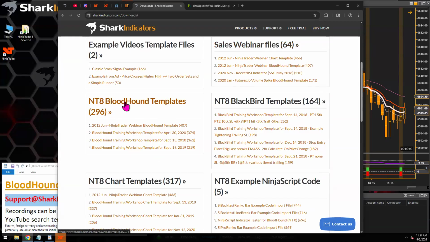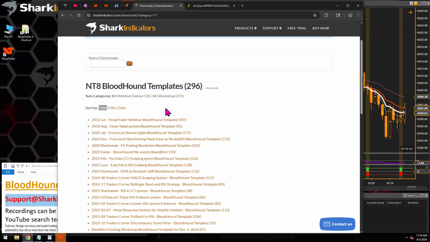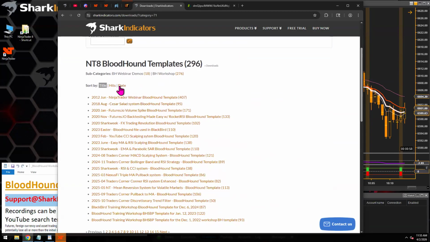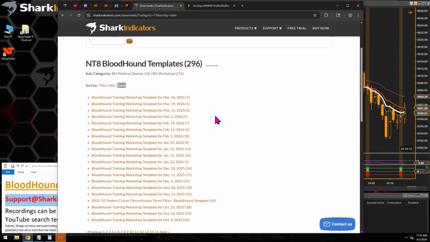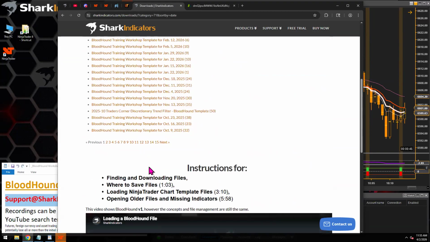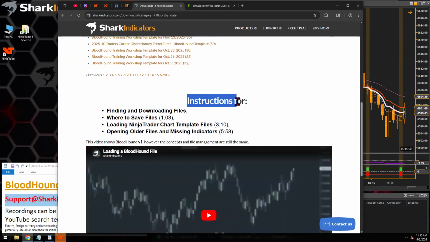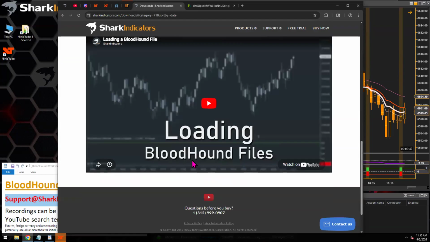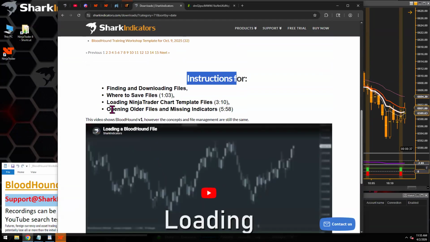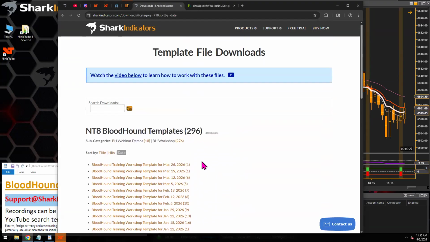But what you're interested in is the Bloodhound templates here. Yeah, so you can just go in there, and then you'll want to sort by date here. So if you click on date, there you go. So the newest ones are listed first there, right? And the older ones are there. And here's instructions for downloading, right? Downloading, and more importantly, where do you save that file? Yeah, so there's instructions right there on every page has that set of instructions there.